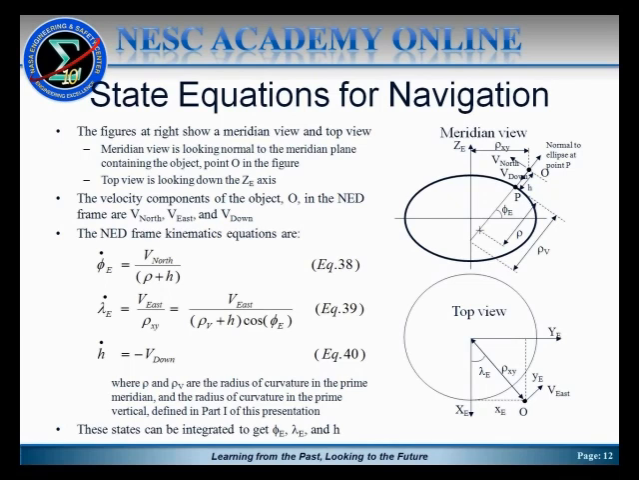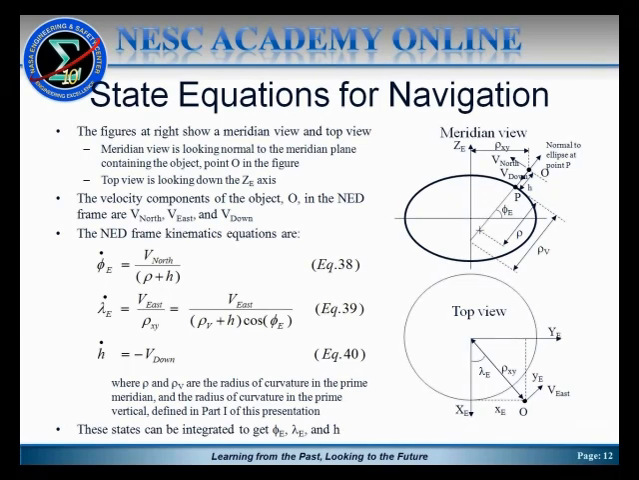The velocity components of that object in the northeast down frame are referred to as v north, v east, and v down. And as I said, in inertial navigation software, those would be estimated from the state equations that you're integrating. So at any given time, presumably one would know what the estimated north, east, and down velocities are. From those, then, you can compute the time derivatives of the geodetic latitude, geodetic longitude, and geodetic altitude as shown in equations 38 through 40. And again, rho v and rho v are defined in part 1 of this presentation. I'll summarize them here in a moment.